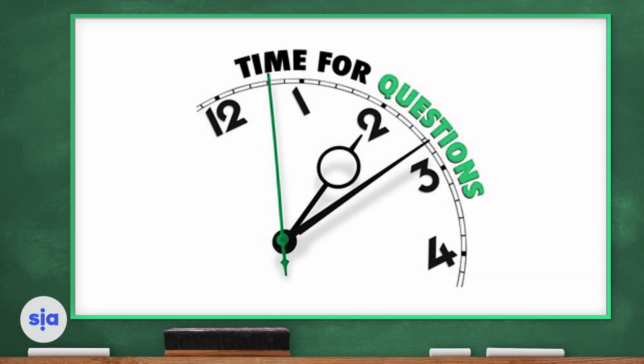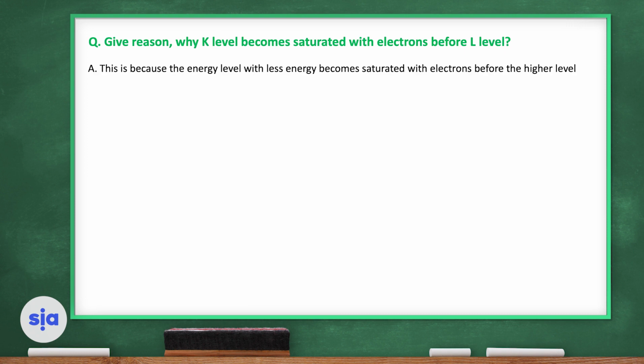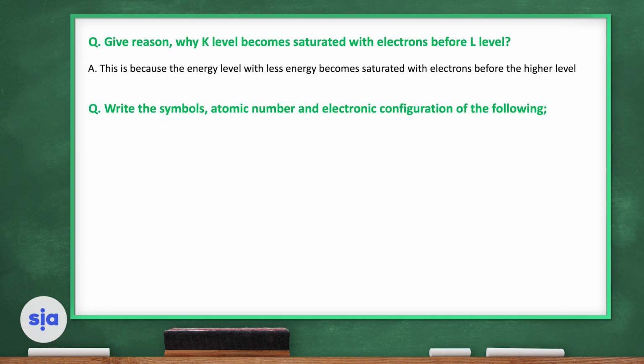Time for questions. Can you give reason why K level becomes saturated with electrons before L level? This is because the energy level with less energy becomes saturated with electrons before the higher level. And I said before that electrons cannot transfer to the higher energy level except after saturating the one before.